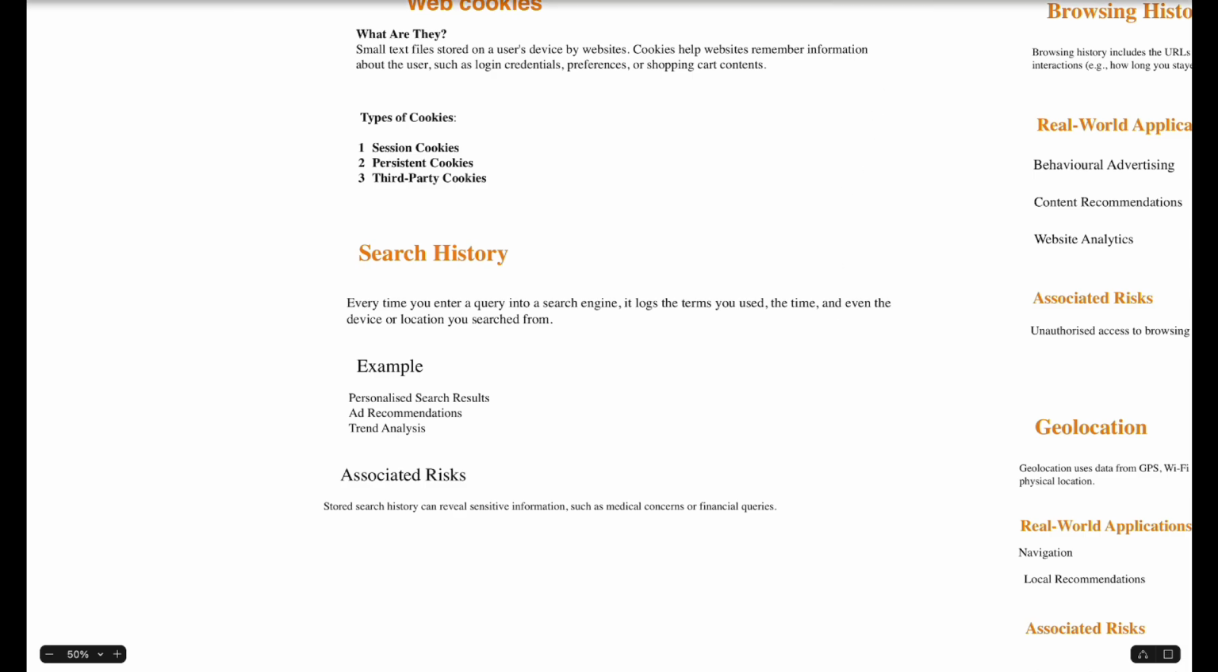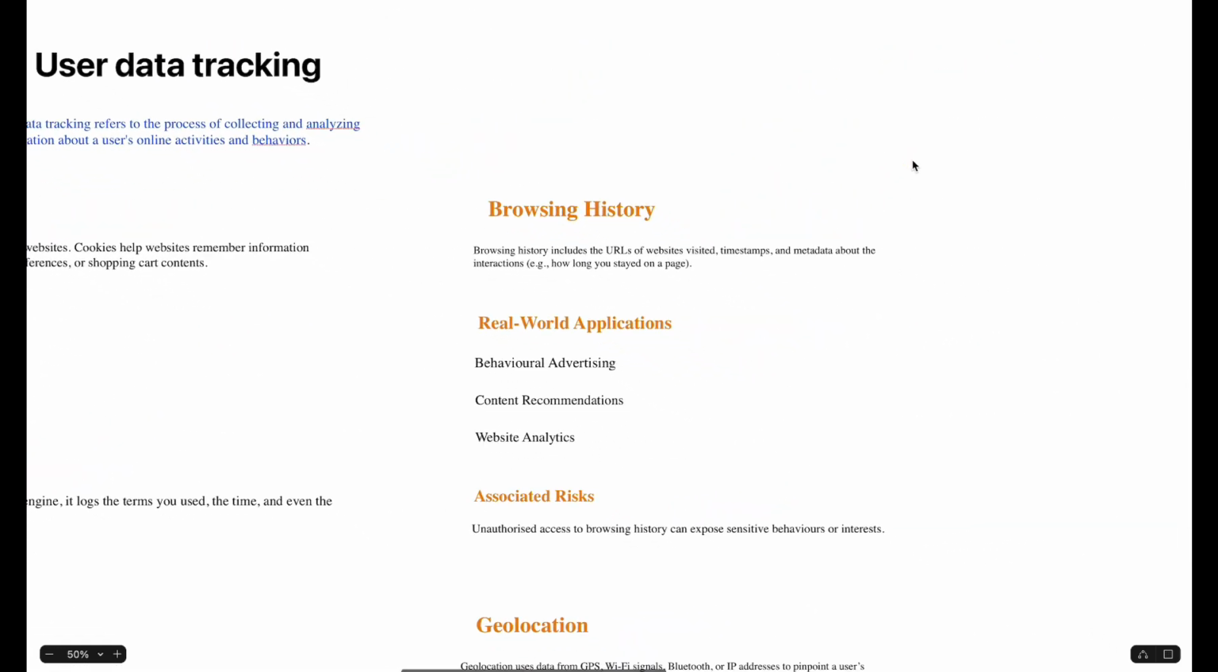But we gotta know that this also has risks. Storing search history can reveal sensitive information like medical concerns or financial queries. Also, search data breaches can expose personalized preferences or habits. This could be dangerous in some special cases, but you don't usually have to worry about it. Then we can take a look at browsing history.